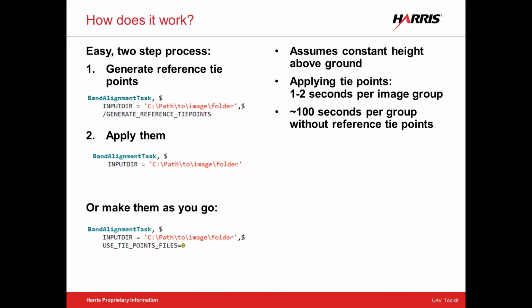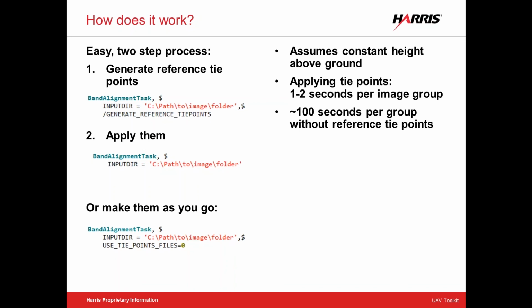Part of the reason that I do this is because it saves you a lot of time. You just have to generate your reference type points and then restore them and use them for every group, and you'll save about 100 seconds or so per image group. This way, it takes about 1 to 2 seconds per image group. Overall, because groups are run in parallel, it takes about 0.75 seconds or so.